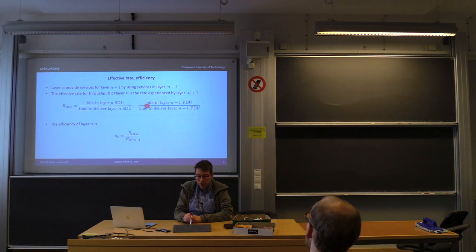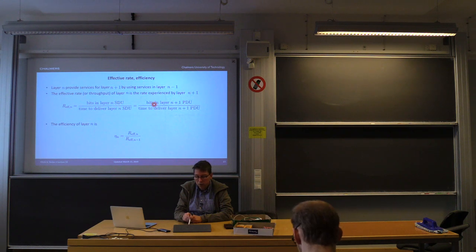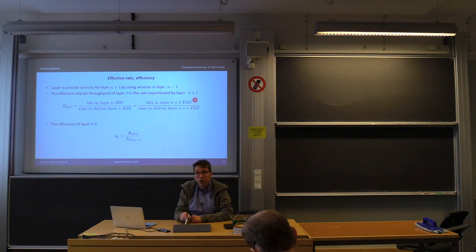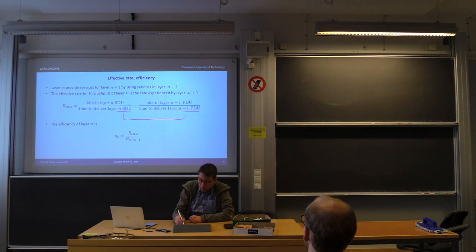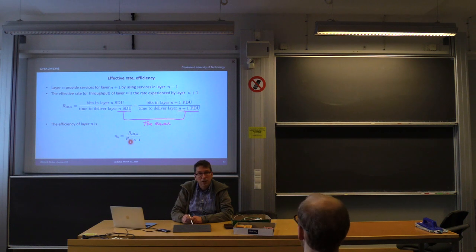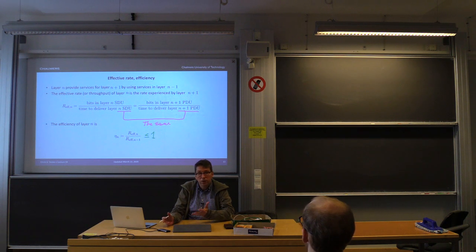Okay. Since the layer n service data unit is also the layer n+1 protocol data unit, one can think of this in terms of the protocol data unit. But these are the same, right? It's just two different names for the same thing. Now the efficiency of the layer is the ratio of the effective rates: the effective rate we get from the layer below us to the effective rate that we provide to the layer above us. And this number is always less than or equal to 1. We cannot create more data rate than the layer below us provides to us.